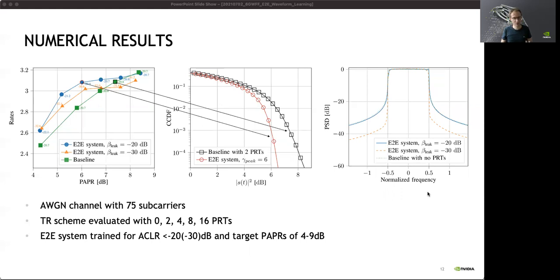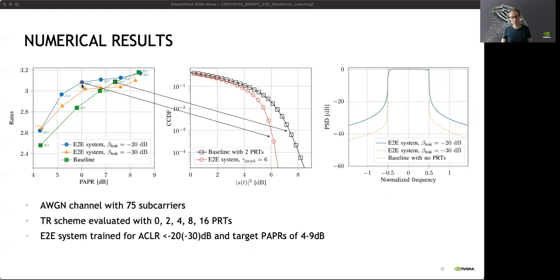So let me walk you through the figures. So in the top left plot, you can see the achievable rate versus PAPR for the various schemes. And the takeaway message from this is that we always outperform the baseline significantly. But let's focus on one specific point. So I hope you can see my mouse pointer.